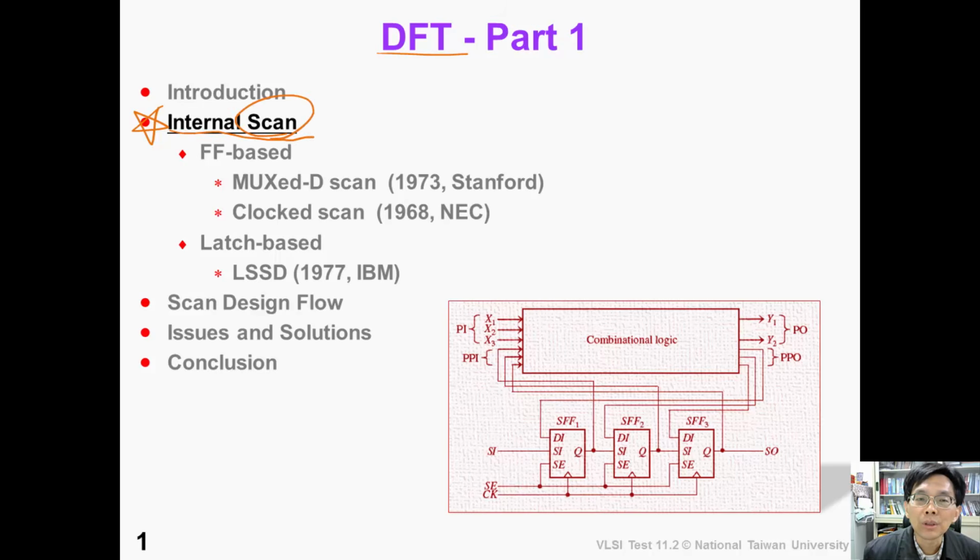Because scan is such an important DFT technique, we have different scans available for different designs. For flip-flop based designs, we have Mux-D scan proposed by Stanford in 1973. We also have clock scan proposed by NEC in 1968. For latch-based design, we have LSSD proposed by IBM in 1977. These techniques will be introduced in our following videos.